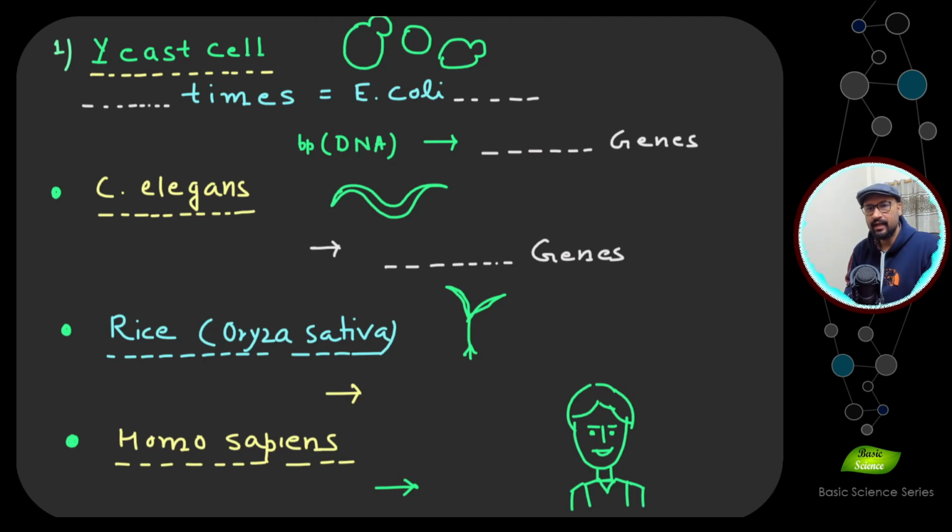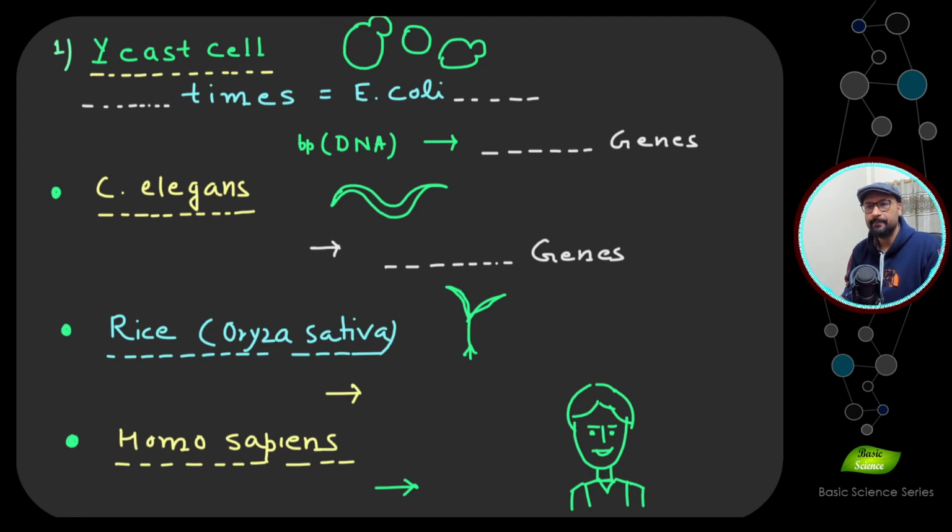But initially we'll have some boring numbers. Boring, why I'm saying, because they are huge numbers. They are not going to make any sense, but the thing is, you need to remember those numbers if you are basically a student of biochemistry, right? So what are those numbers and why they are important?